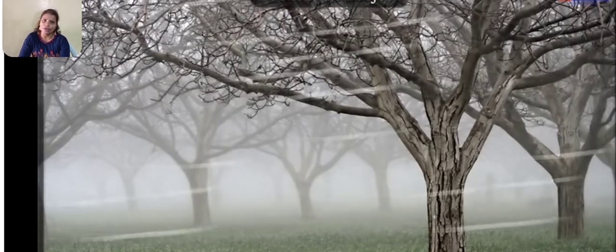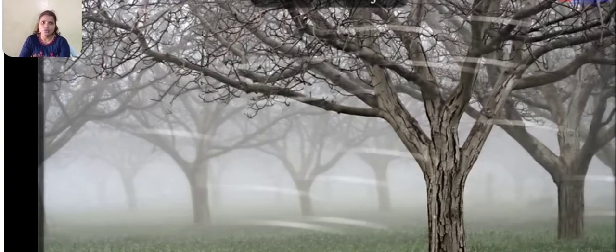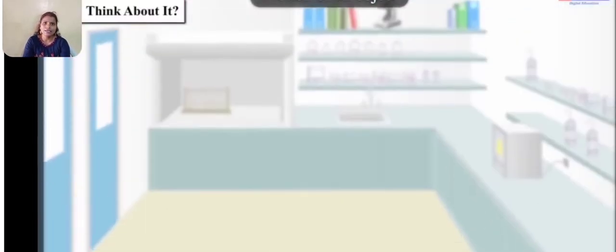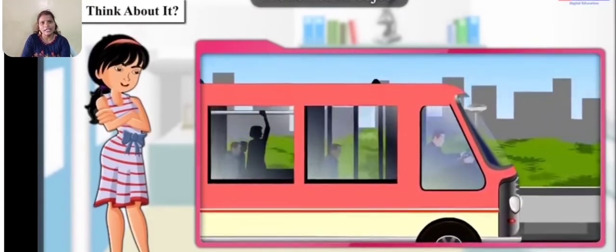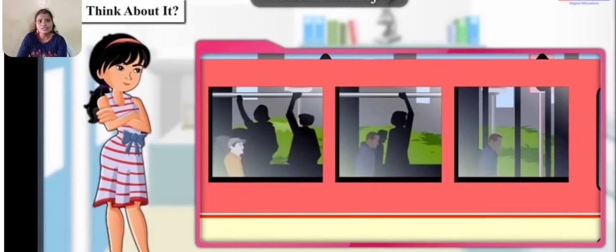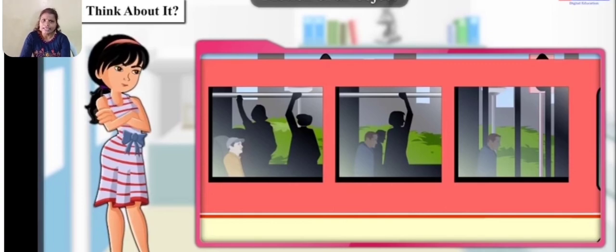Sometimes we cannot see the motion of an object directly, as in the case of a bridge. Can you list other examples of motion besides the ones given here? Think about it. Suppose you are traveling in a bus. Is the person sitting next to you in motion? What do you take into consideration to decide if an object is moving or not?